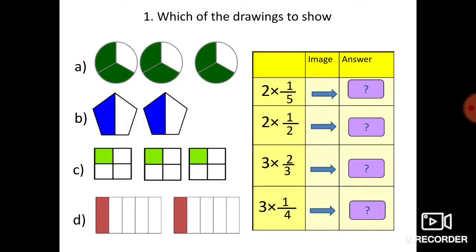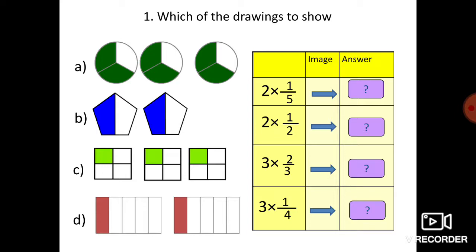Which of the drawings show A, B, C, D? Some pictures are there, and one table you can see there. Consider the first question A. Three circles are there, and two parts are shaded in each circle. In the second one, two shapes are there, and only one part is shaded. In C, one part is shaded. In D, one part is shaded. Then in that table you can see the images and answers: 2 times 1 by 5, 2 times 1 by 2, 3 times 2 by 3, 3 times 1 by 4.